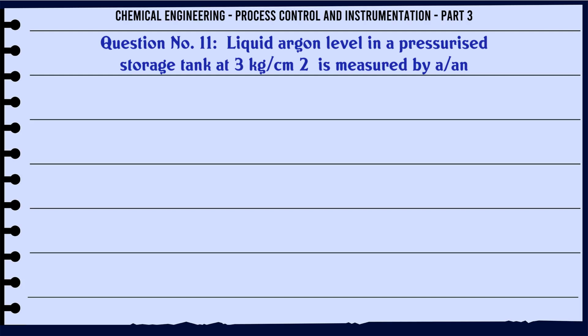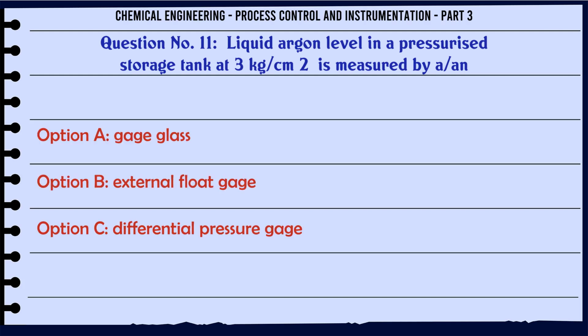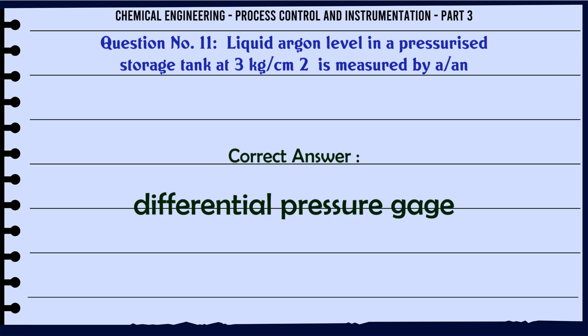Liquid argon level in a pressurized storage tank at 3 kg/cm2 is measured by: A. Gauge glass, B. External float gauge, C. Differential pressure gauge, D. None of these. The correct answer is differential pressure gauge.